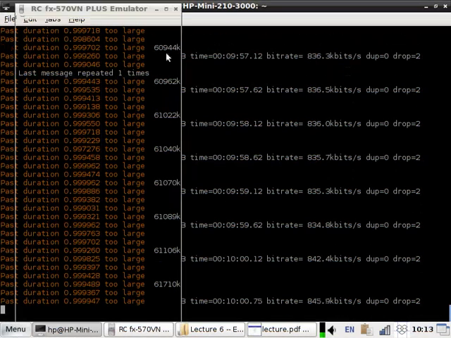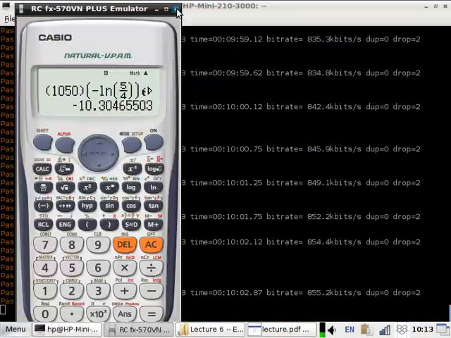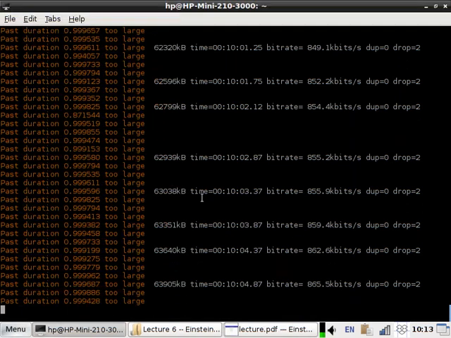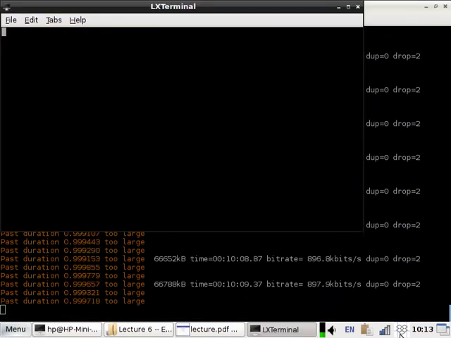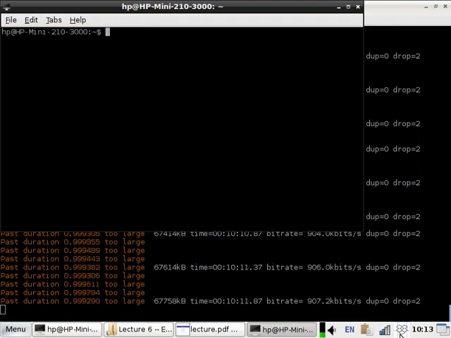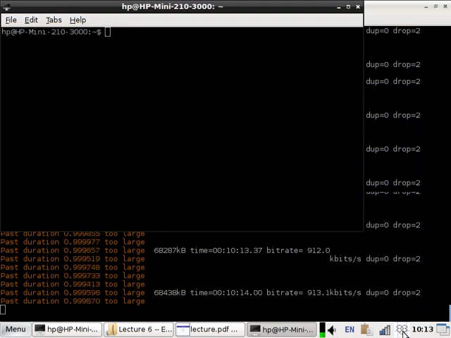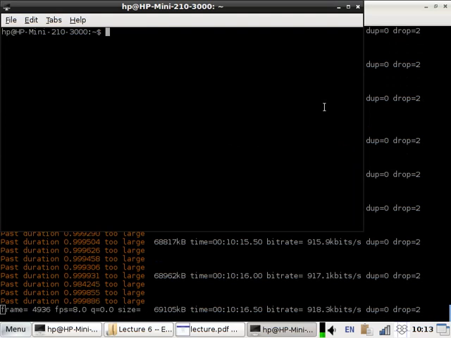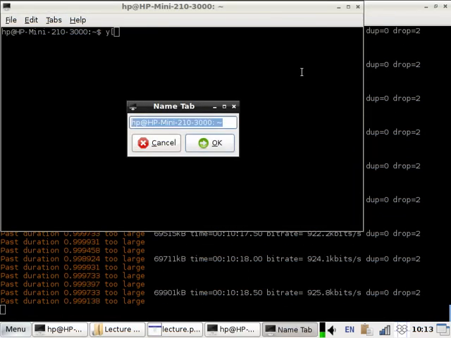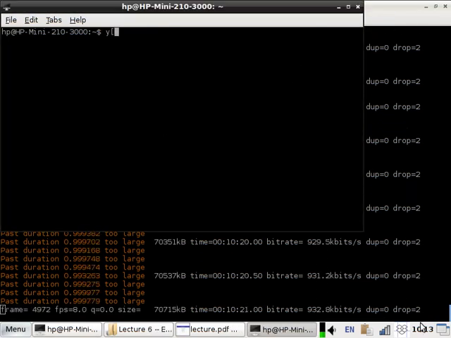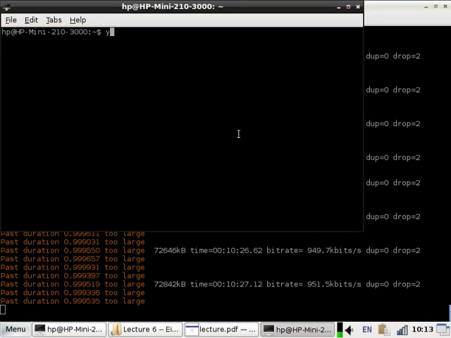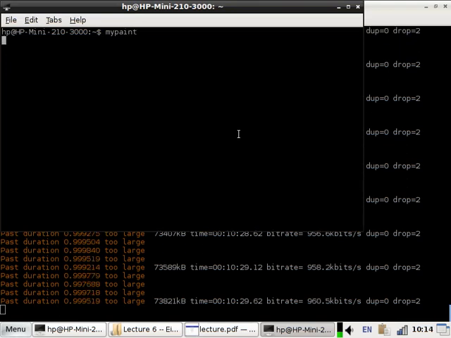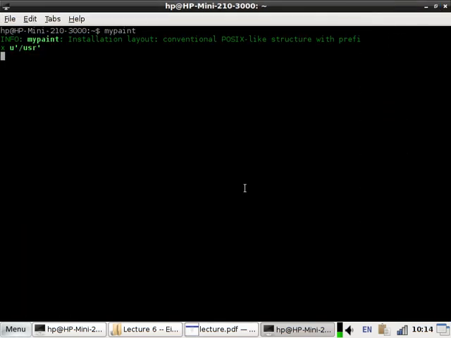I'm going to close my calculator because maybe it's using too much processing power. It's very hot, you know. Let me close Dropbox as well. What? Right.